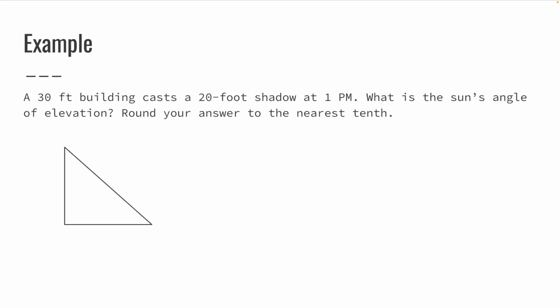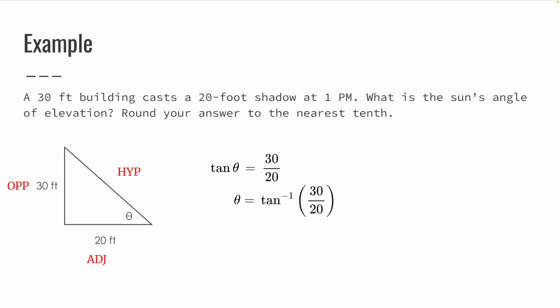I'm going to start with just drawing a right angle triangle. I know the building is 30 feet, and it's a 20-foot shadow, and it wants to know what this angle of elevation is. I'm going to label my sides. I get hypotenuse, opposite, adjacent, which is my tan function. To get the angle, I'm going to do the inverse tan, and I get 56.3 degrees.